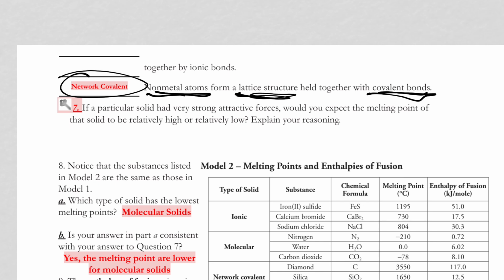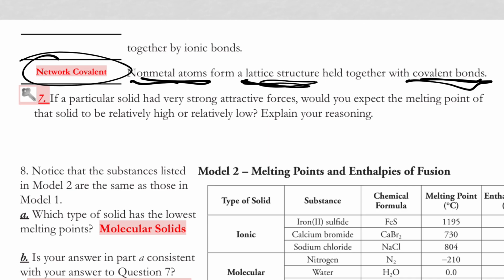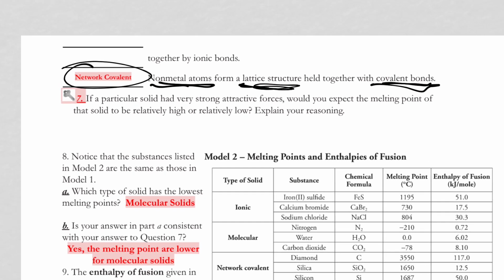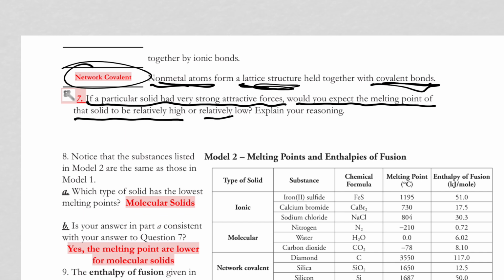hence the name network covalent. So one of the questions that you will see that I need you to answer is, if a particular solid has a very strong attractive force, would you expect the melting point of the solid to be relatively high or relatively low? Explain your reasoning. So if you have a very strong attractive force, what should you expect? Well, I would expect it to be a relatively higher melting point. Why is that?